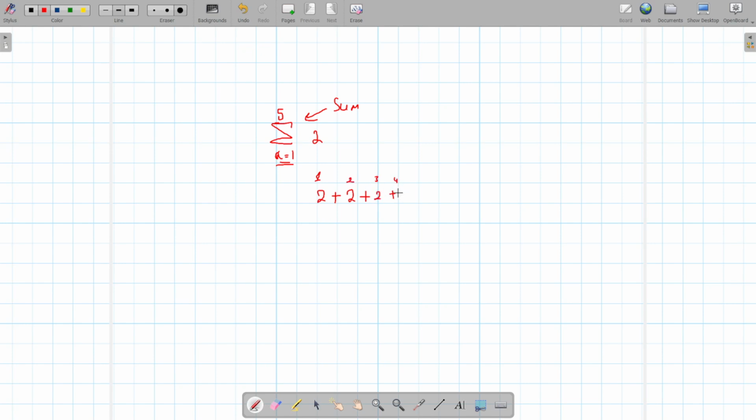Plus the fourth one will be 2 again. Plus the fifth one will be 2 again. Did we reach 5? Yes, so we stop. And what is this? 10. So you could say sigma is repetitive addition. And repetitive addition is just multiplication.